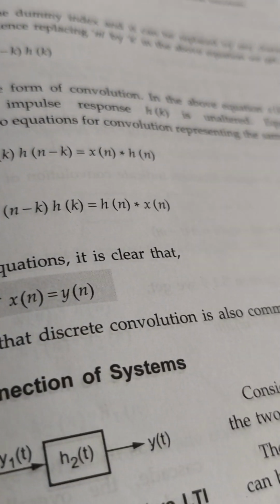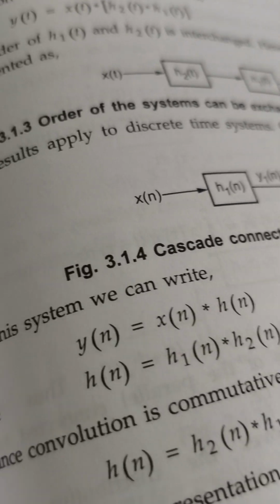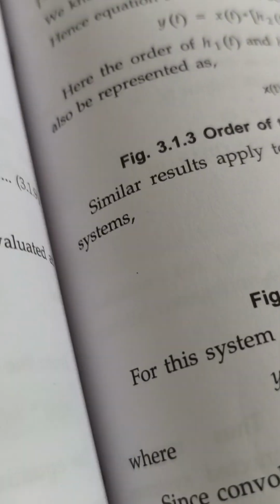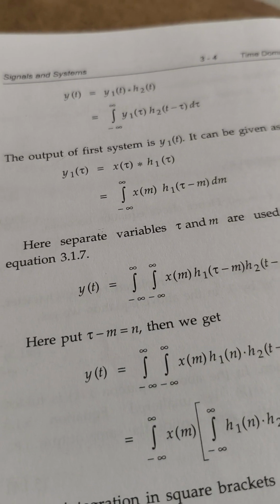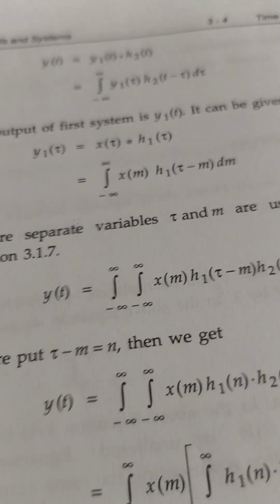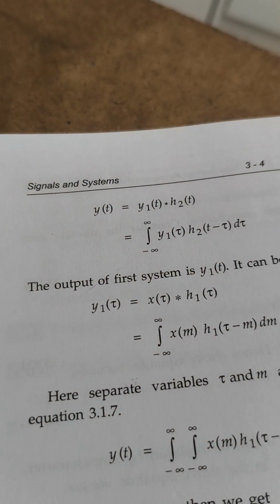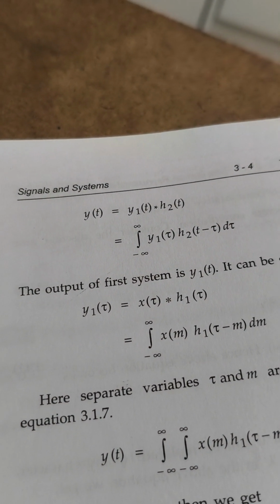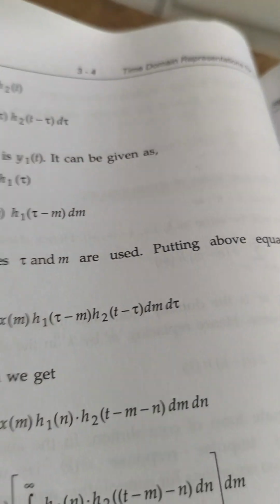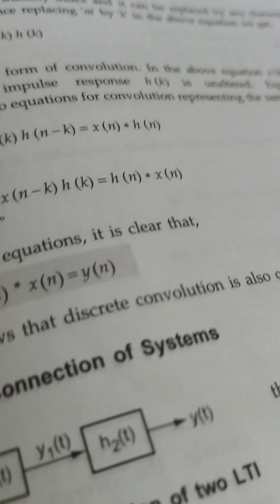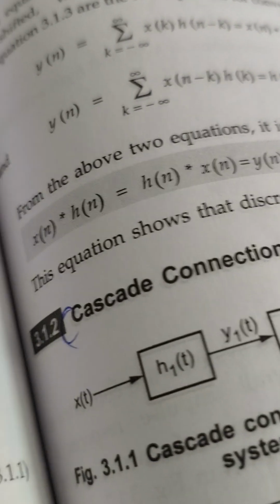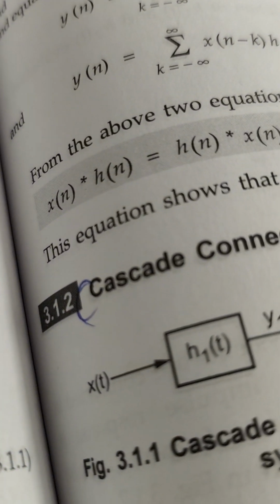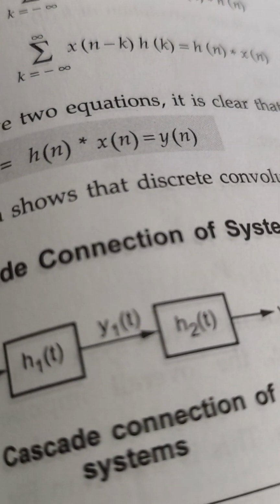What will we get if we cascade, or interconnect, two systems? Then y of t is equal to y1(t) convolved with h2(t). Here, for the first system the input is x of t and the output is y1(t).